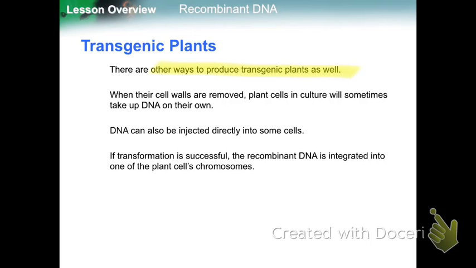There are other ways to produce transgenic plants also. If we get rid of their cell walls, sometimes plant cells will just undergo transformation on their own. DNA could be injected into cells. If transformation is successful, the recombinant DNA is integrated into one of the plant cell's chromosomes.